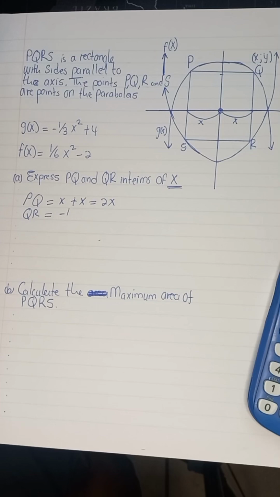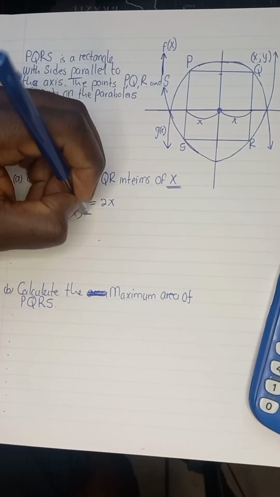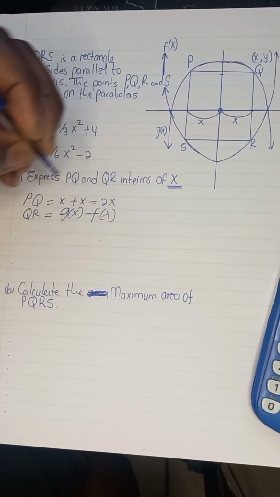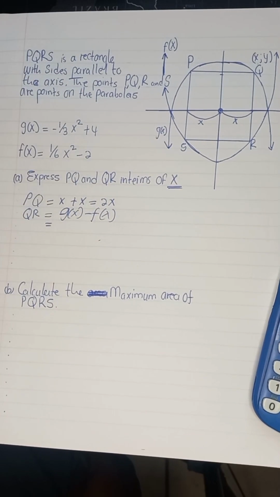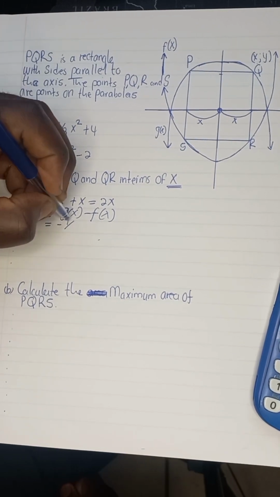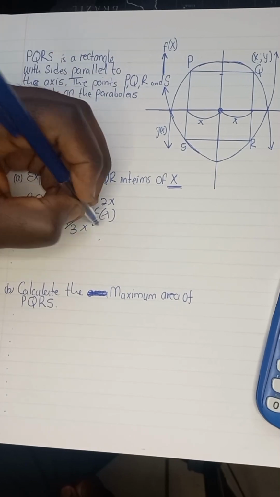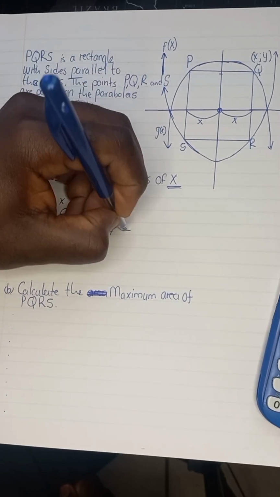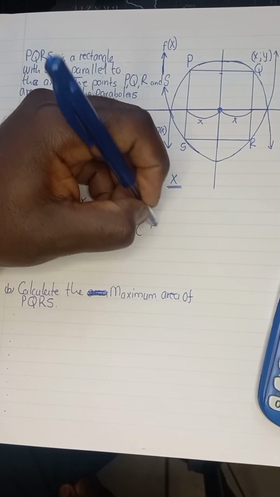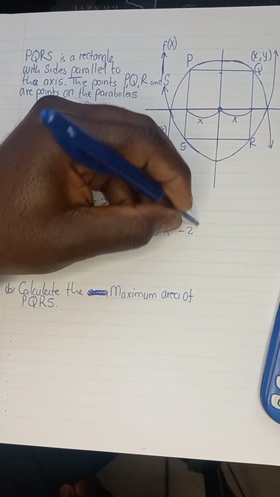So here it's more of a distance. So you'll say the equation of Q minus the equation of R. So if you have to check, Q lies on the equation g at x, and also R lies on the equation f at x. So you'll say g at x minus f at x.